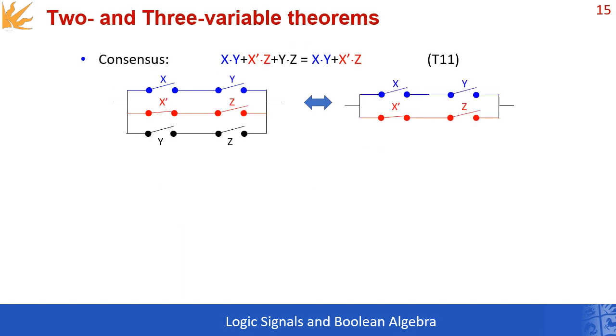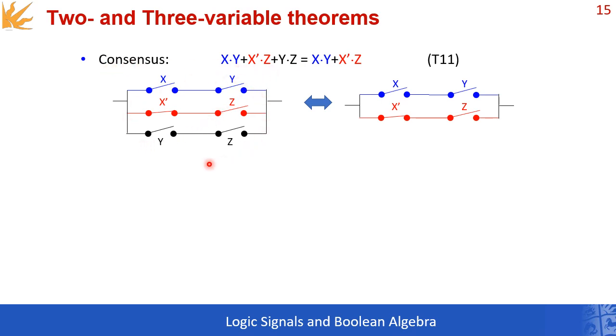Now let's turn to consensus, which looks slightly more complicated, but the way we're going to approach it is going to be easy for you to understand. So x times y plus x prime times z plus y times z should give you the result on the right, which looks simpler. And we call this consensus.